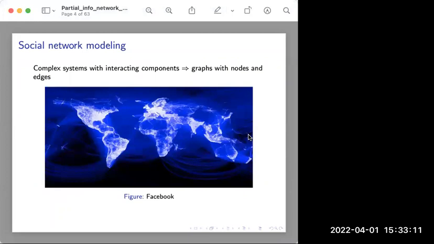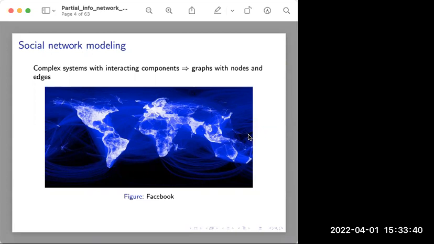So network modeling has been a very popular research topic in the recent decade as the amount of network structured data grows at a very fast pace. Now, the general idea is that for a complex system with interacting components, we're going to represent it using a graph containing nodes and edges. Now, inevitably, there are some simplifications involved in this abstraction, but it also means now we can apply many mathematical and statistical tools to analyze this object.